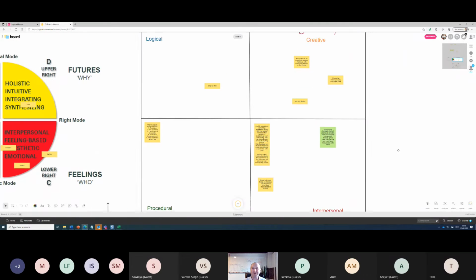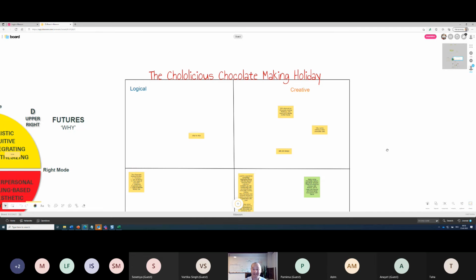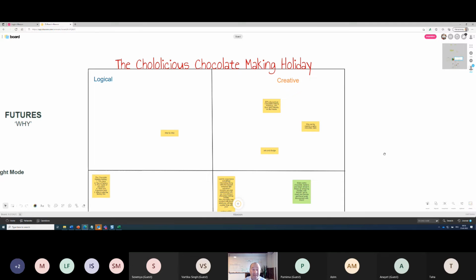So you can see already how easy it is sometimes just to think about it and how it starts to come. It takes a bit of practice, but once you've practiced it a little bit, it starts to come very naturally. Creative: 50% discount, chocolate making holidays with beer, chipotle on the house.